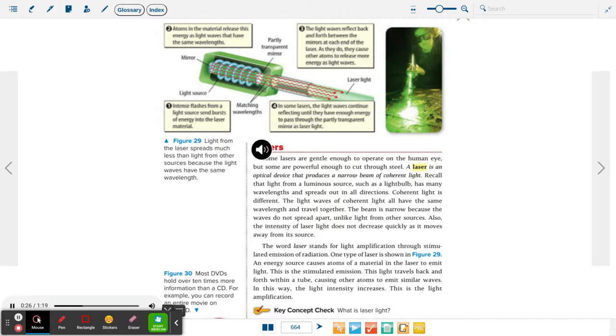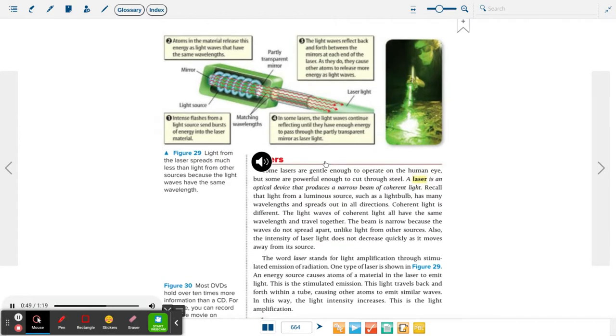The light waves of coherent light all have the same wavelength and travel together. The beam is narrow because the waves do not spread apart, unlike light from other sources. Also, the intensity of laser light does not decrease quickly as it moves away from its source. The word laser stands for light amplification through stimulated emission of radiation.